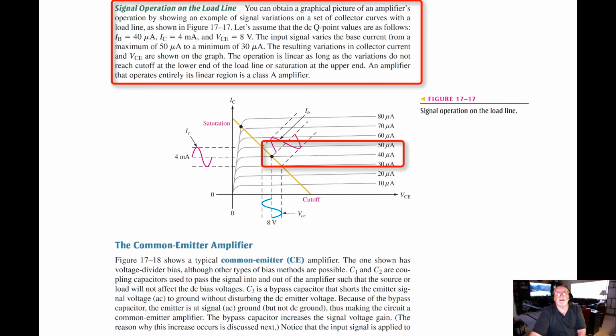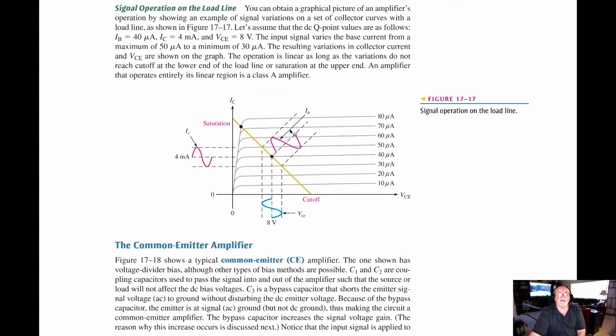The operation is linear as long as the variations do not reach cutoff at the lower end of the load line or saturation at the upper end. An amplifier that operates entirely in this linear region is a Class A amplifier, and we should not be in saturation then or distortion. So you can see how the representation of the signal lies right in the center of the load line, centered on the quiescent point, or this 8 volts voltage drop from collector to emitter.